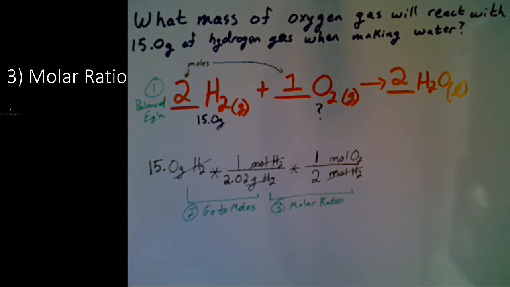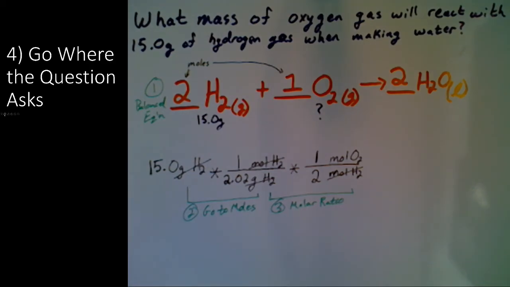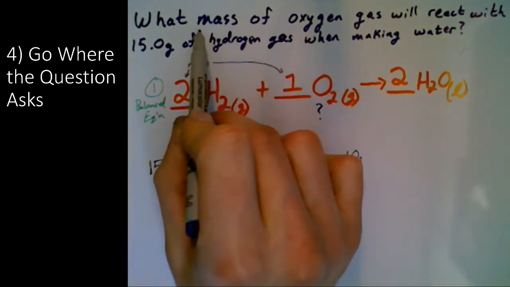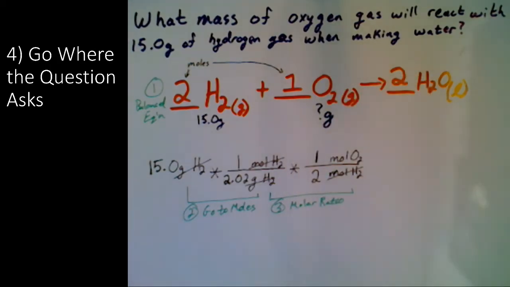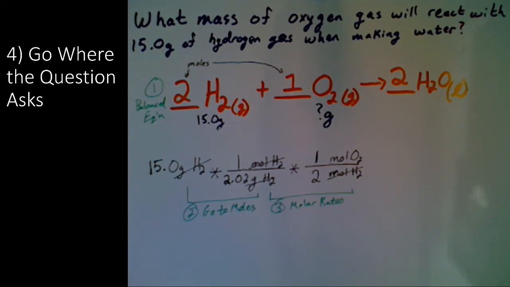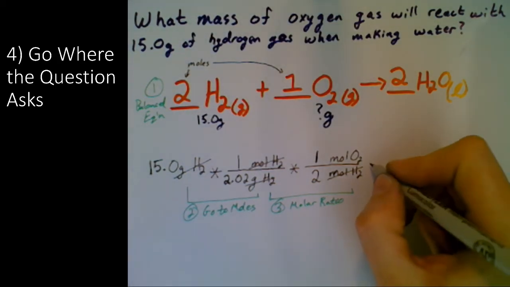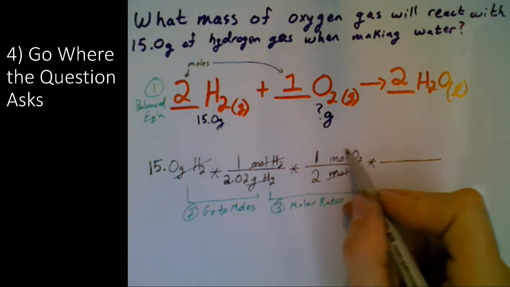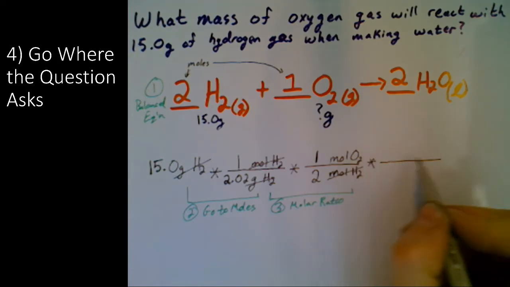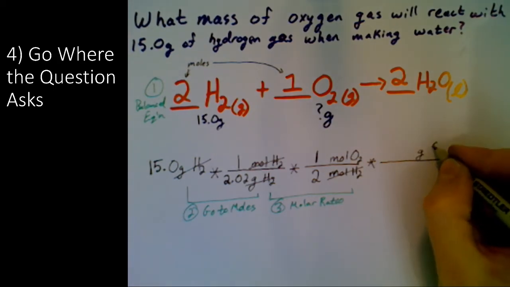So what's our last step now that we've done our molar ratio? Go where the question asks. We really just need to think about what is this question trying to get us to do, and how do we get there? Well, the question is trying to get me to find out oxygen gas, but it's saying mass. So how many grams of oxygen can I actually make? So we need another conversion. And I need to take this number of moles of oxygen and convert it into grams of oxygen.